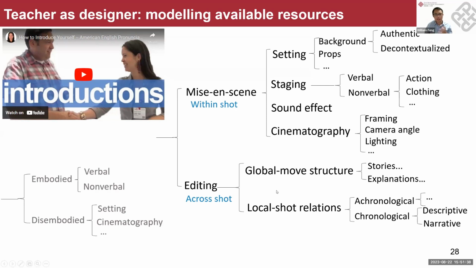So we can look at the global move structure, whether they are stories, problem-solution patterns, right, or explanations. And we can also look at the local shot relations. And here we can draw upon theories from film analysis, for example, Christian Metz's grand syntagmatique, right? So how one shot is related to another shot. So all these are very interesting areas for further exploration, right?